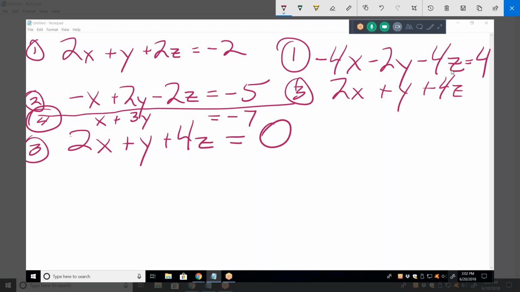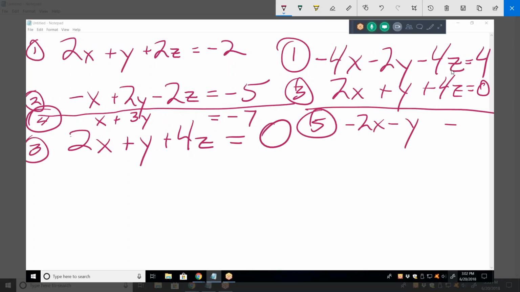And that's what I have to do. Was that equation 3 equals 0? Did I write that down properly? 2x plus y plus 0, correct. Okay. So that's 0. Now I'm going to add 1 to 3, and this is going to be my equation 5. So I get minus 2x minus y, no z's, equals 4.